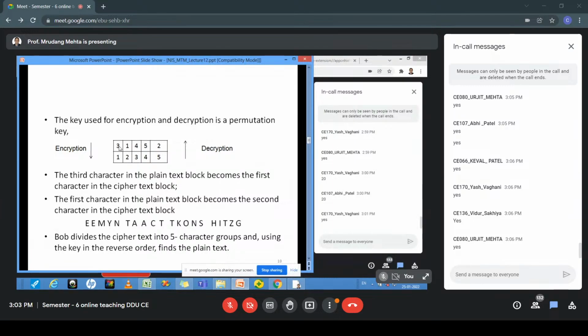Okay. So when you read your rows, what you get is EEMYN TAAC TTKONS HTN. So what is happening? We have encrypted using 31452.